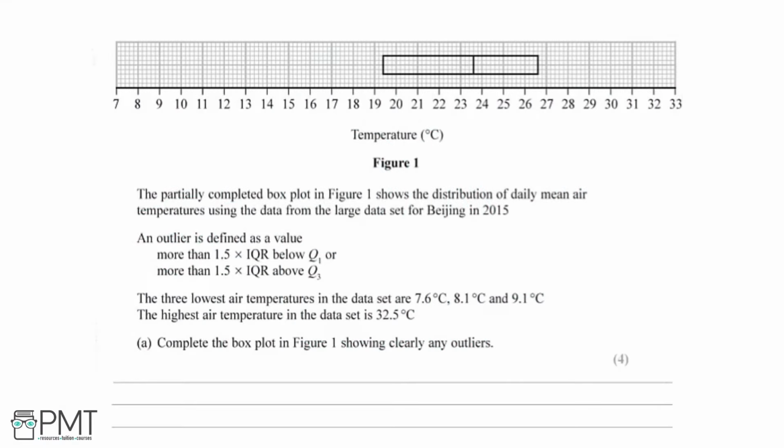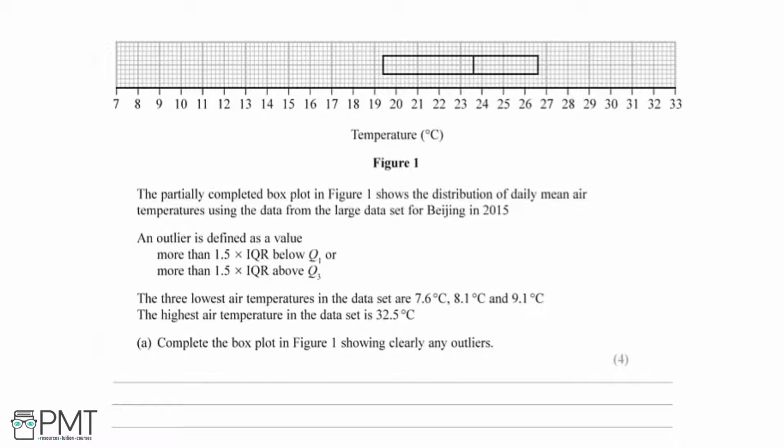The partially completed box plot in Figure 1 shows the distribution of daily mean temperatures using data from the large dataset for Beijing in 2015. And down here it says an outlier is defined as a value more than 1.5 times the interquartile range below the first quartile, or more than 1.5 times the interquartile range above the third quartile. The 3 lowest air temperatures in the dataset are 7.6 degrees, 8.1 degrees and 9.1 degrees. The highest air temperature in the dataset is 32.5 degrees.